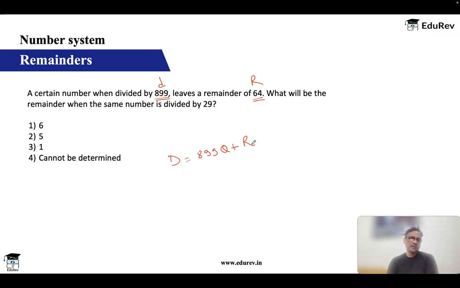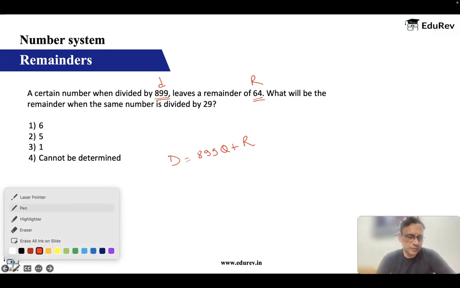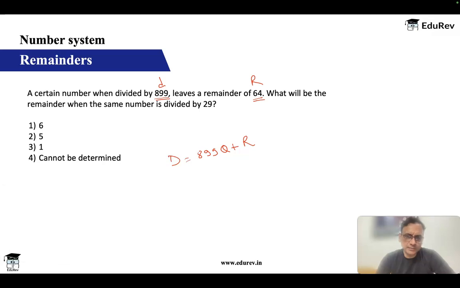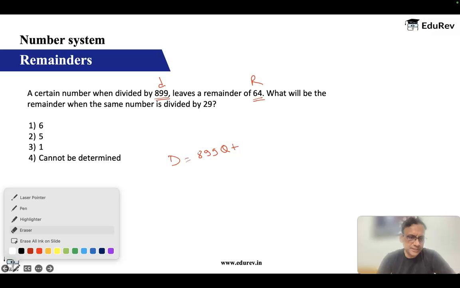Now my problem is that I do not know the dividend, but this number now is getting divided by 29. Okay, this remainder is already known to me. This remainder is 64. And this kind of question again is a very common question and it has been asked in different forms. So just understand this carefully.